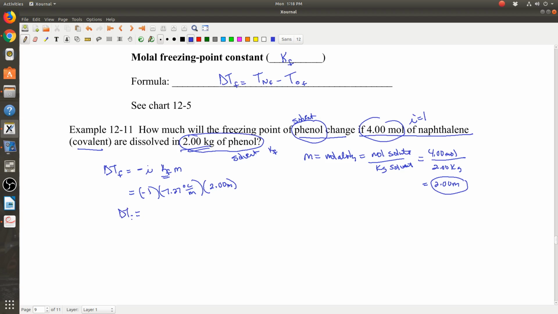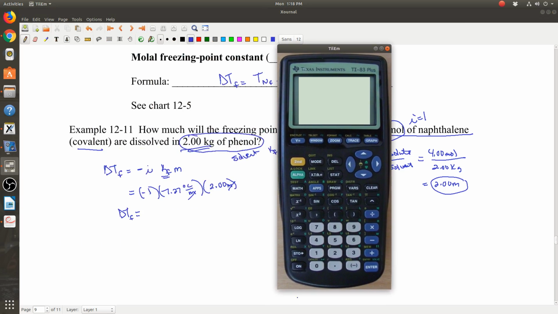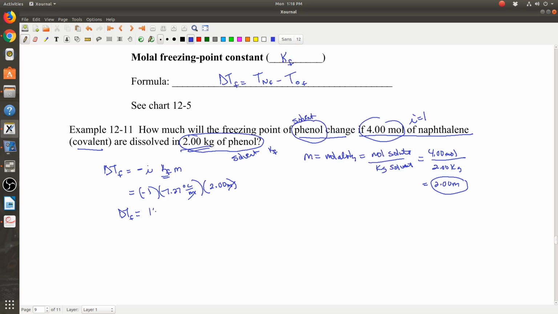And so the change in the freezing point can now be calculated, and we can cancel out the units of the molals. So we have just degrees Celsius. I'm going to pull the calculator up and do that one real quick. 7.27 times 2 is 14.54. Now, what about sig figs? This is a 3 sig fig number. We don't use the 1 because that's a definition. So 14.5 degrees Celsius is the change in the freezing temperature.